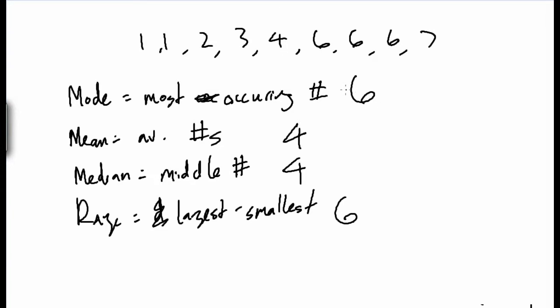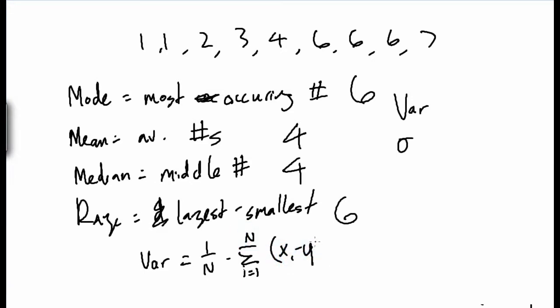But I'm going to introduce to you 2 other values that are of importance: variance and standard deviation. Variance and standard deviation both measure how spread apart the data is. I'll show you the formula for variance. Variance is 1 over n times the sum from i equals 1 to n of (x_i minus mu) squared. Sorry, that's not it. Mu is the mean, and n is the number of values.